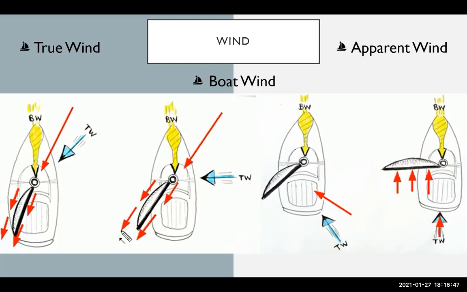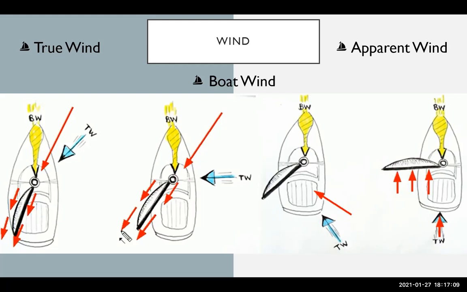When you're on a beam reach, which you can see in the second picture, the wind is coming directly across the beam of the boat, and it is creating the effect that the wind is actually coming off the bow, even though the wind is actually coming from the side. Because you're moving forward while the wind comes from the side, you're getting an effect from the front side of the boat.